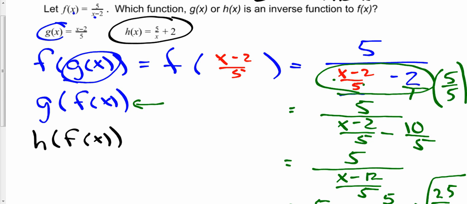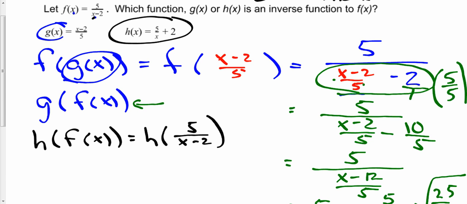Henry, what is f of x? 5 over x minus 2. So this is h of 5 over x minus 2. I just replaced f of x with what I know f of x to be. F of x is 5 over x minus 2, so I replace it. Now, I take 5 over x minus 2 and I do h to it.